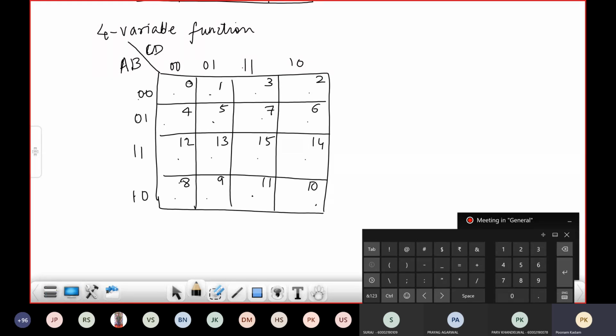Is that clear? So if you make a mistake in writing the min term in the cell, your whole problem will go wrong. Right? So this is very important. You must understand how to associate a cell with the min term. Okay. The same four variable function K-map can also be drawn like this.